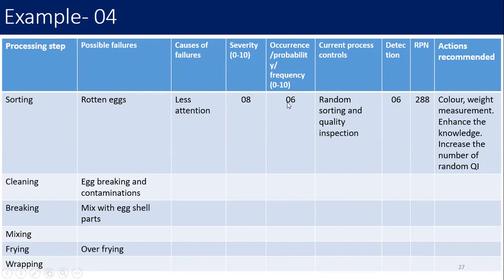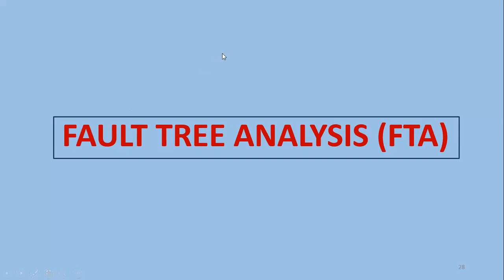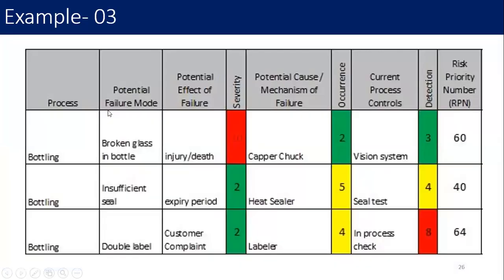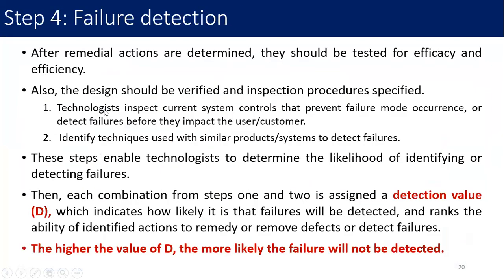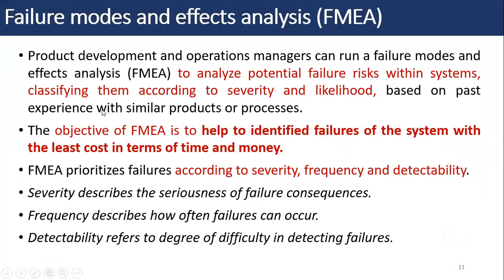How to do it? 8 into 6 into 6. The RPN number is very high here, right? Likewise you can calculate for each step, right? Then the failure modes and effects analysis is over. I think you have a good idea about this one and how to do it.